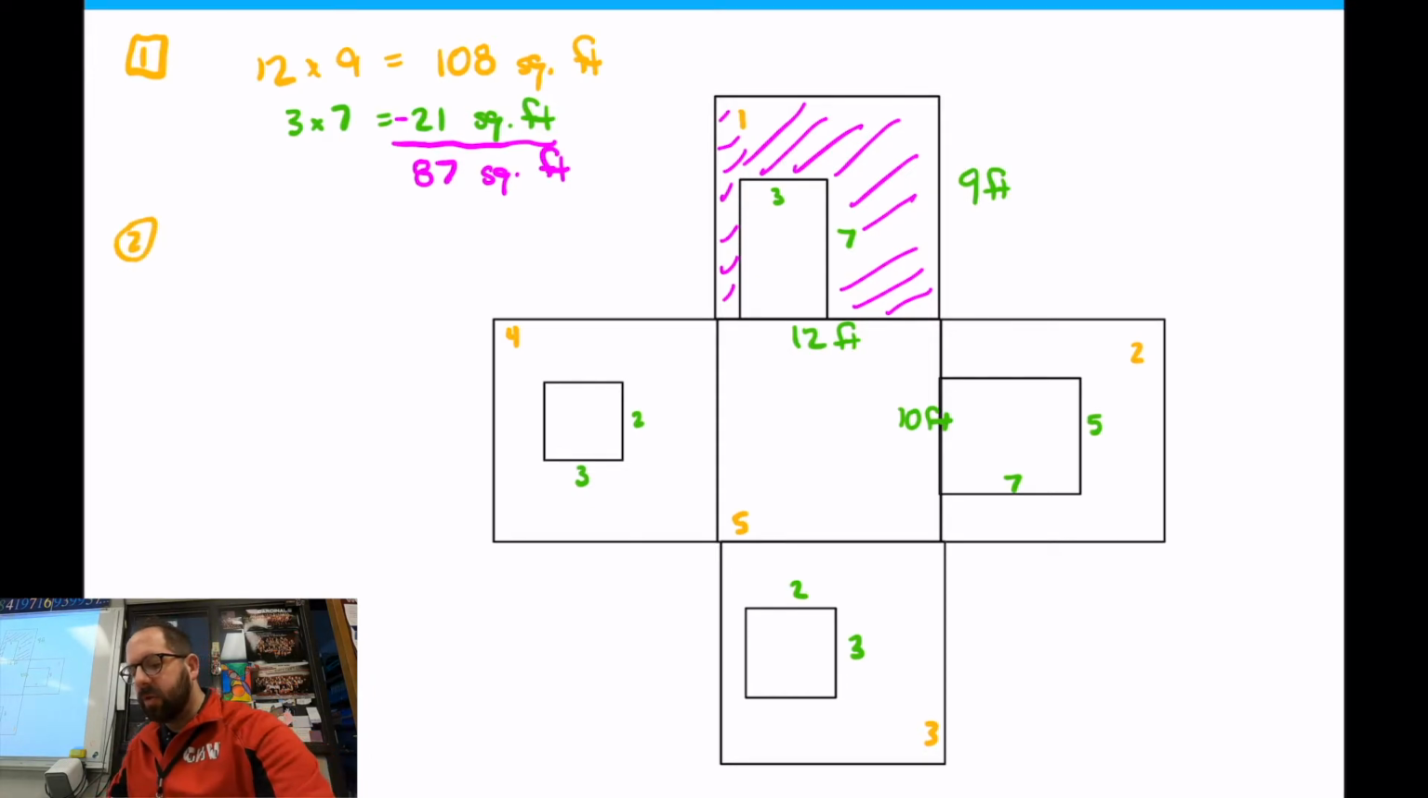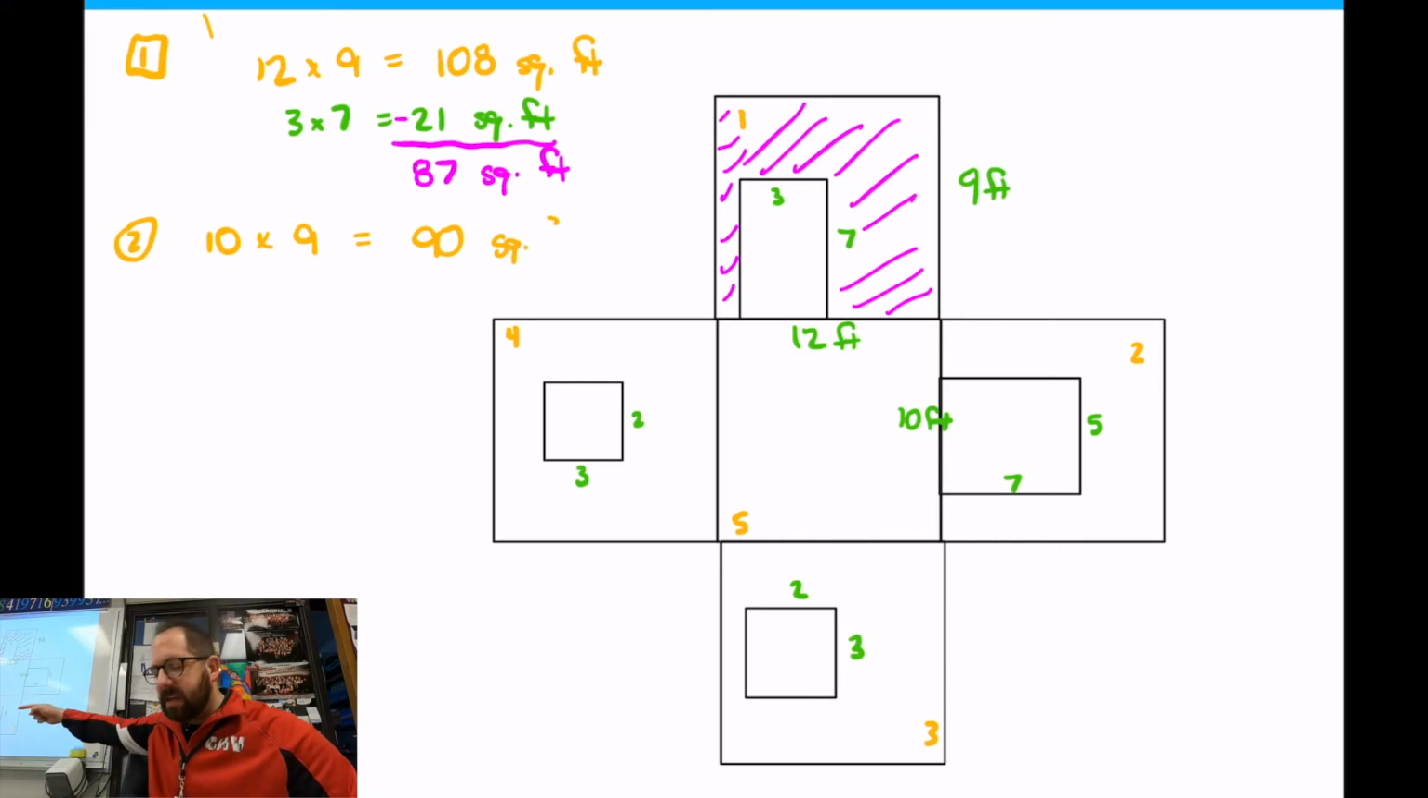Now let's do wall number 2. What are the dimensions of that one? 10 times 9. Because it's 10 feet wide, 9 feet tall, it's the same ceiling, right? So it's 9 feet, so this is 90 square feet.